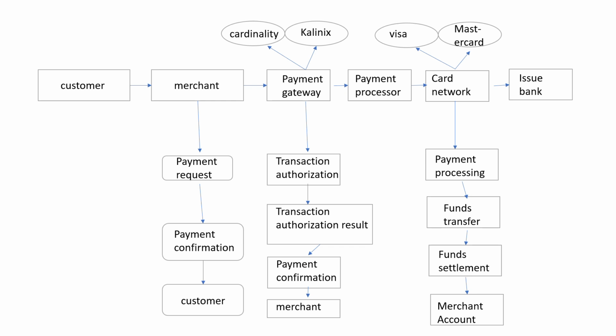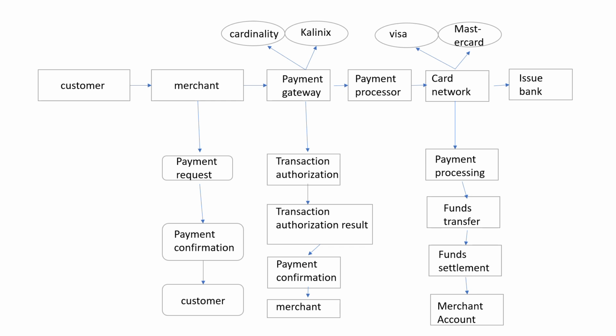It will check that the funds transfer has been completed, the funds settlement has been completed, and it has been transferred to the merchant account. Before going into the merchant account, it will go to the payment gateway. Now the payment gateway will check that the transaction has been authorized, it has given me the result, it has given me the payment confirmation. Now finally it will go to the merchant. After that, the customer will see a message like your payment has been received, your order has been confirmed, you will receive your order in this many days or in the upcoming days.